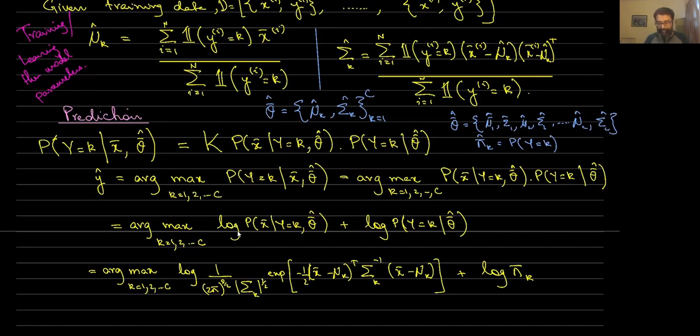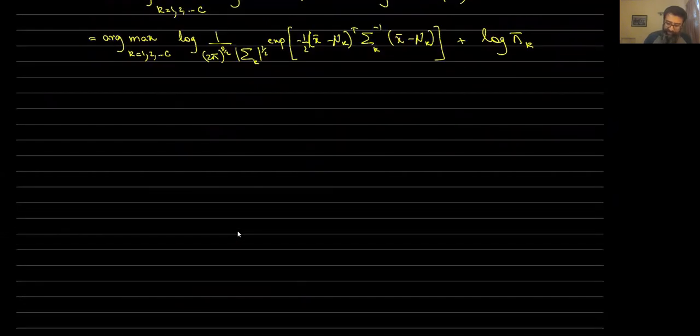So does this affect the optimization? No, it won't, it is a constant. Would this affect the optimization? Yes, because it's a function of k. What about these things? This will also affect the optimization. So I can say this is equal to arg max over k equals 1 to c of minus half, x minus mu k transpose sigma k inverse times x minus mu k.